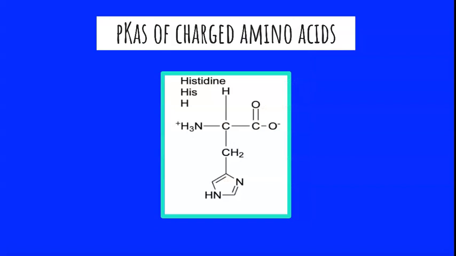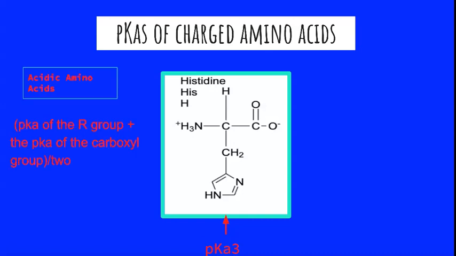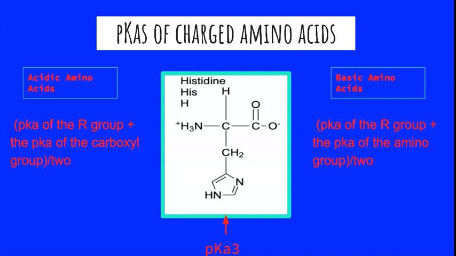The only difference for charged amino acids is you have to take into consideration the side chains. To find the isoelectric point, for acidic amino acids, it is the pKa of the R group plus the pKa of the carboxyl group over 2. And for the basic amino acids, it is the pKa of the amino group plus the pKa of the R group over 2. See, I told you it's not that bad.